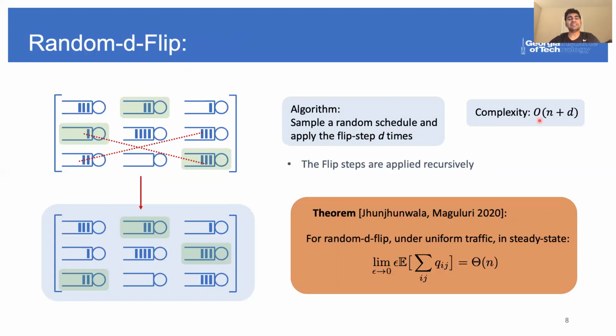Now, the complexity of this algorithm is order n plus D, where order n comes because you're generating a random schedule, and D comes because each flip step is order 1, and you're using D flip steps. We show that random D flip is also not throughput optimal. But under uniform traffic, it is heavy traffic optimal.